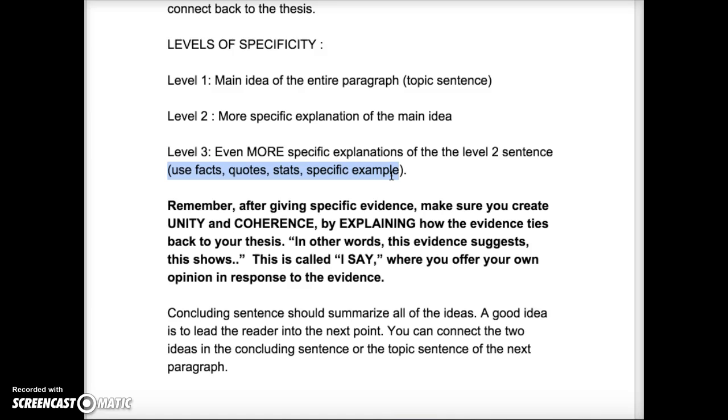So I told you guys in the tips that you want to show, not tell. So you really want to illustrate your main idea rather than simply tell the reader what you mean. And I'm going to give you an example of this in just a minute, what I mean.